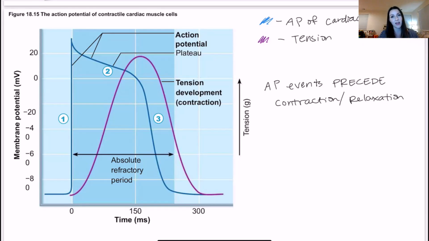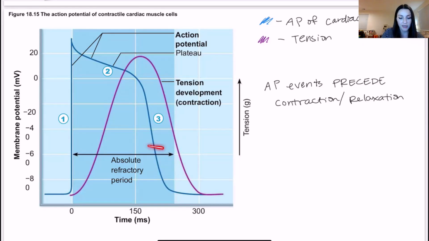We don't really have that in the heart, not so much, because this absolute refractory period is such that we can't really summate our action potentials. Not really, so we don't really get that. We can get faster or slower, or we can increase ever so slightly a little bit, but not to the extent that we do in skeletal muscle cells. So that's something really important to think about.